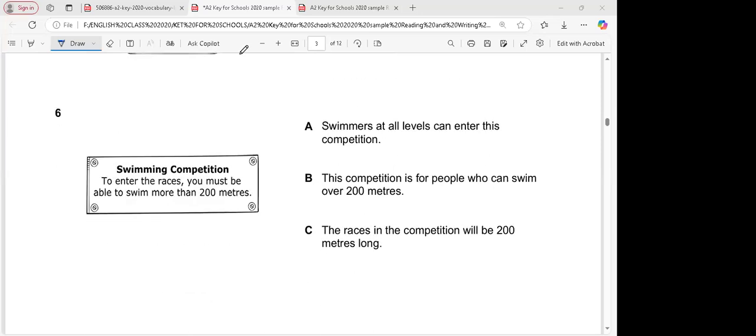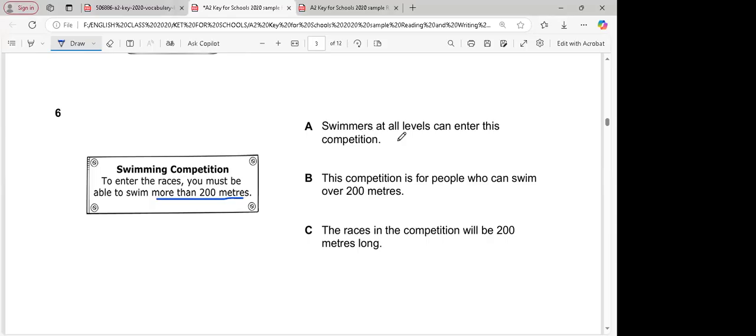Right. So the sixth one, the last question of part one. Part one has 6 questions. Swimming competition. To enter the races, you must be able to swim more than 200 meters.